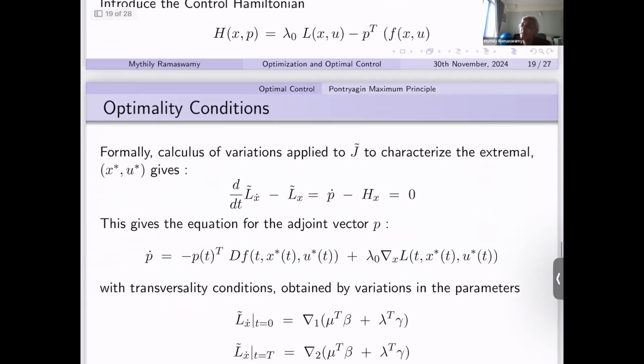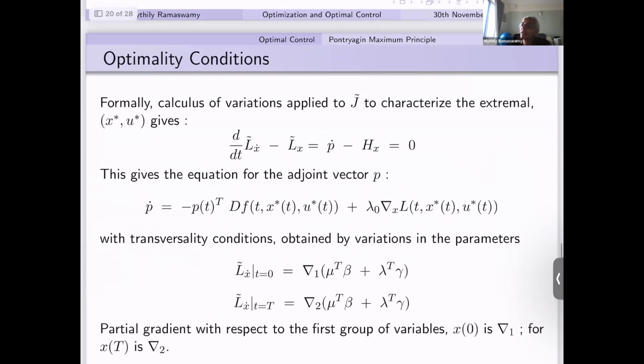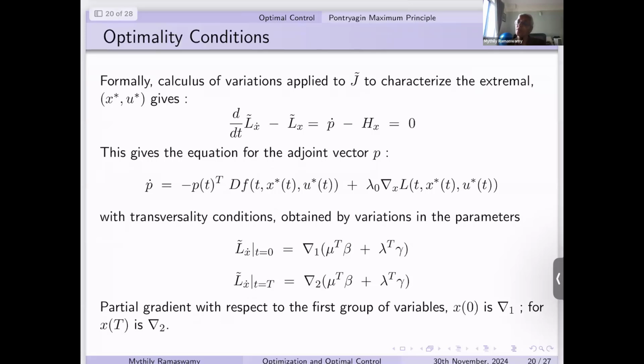So this is the calculus of variations Euler-Lagrange equation. That gives me, for one Lagrange multiplier or adjoint vector, P dot. We'll see why it is called the adjoint vector soon.